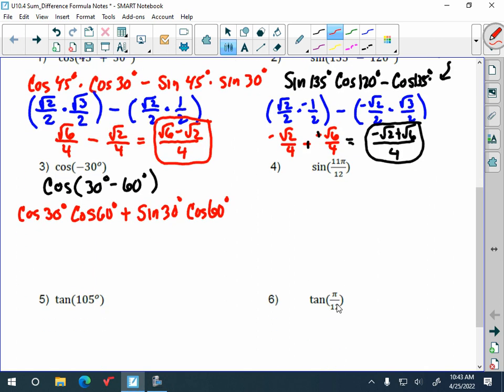So there's our setup. Now we go to our unit circle. All right, so cosine 30 degrees is what? Okay, good, root 3 over 2 times cosine 60, 1/2, right, plus sine of 30, 1/2 times cosine 60, cosine 60 is 1/2.